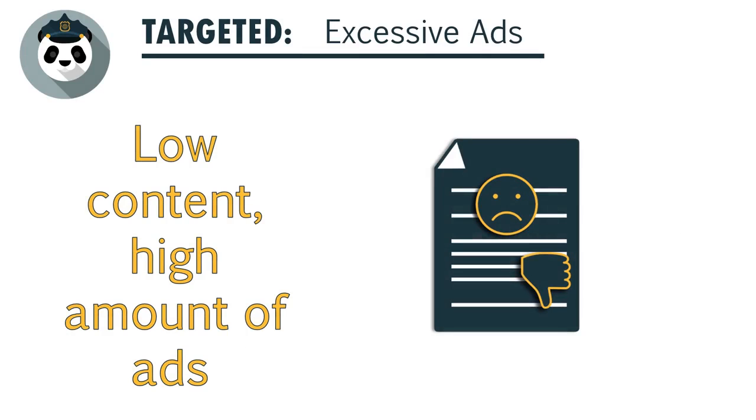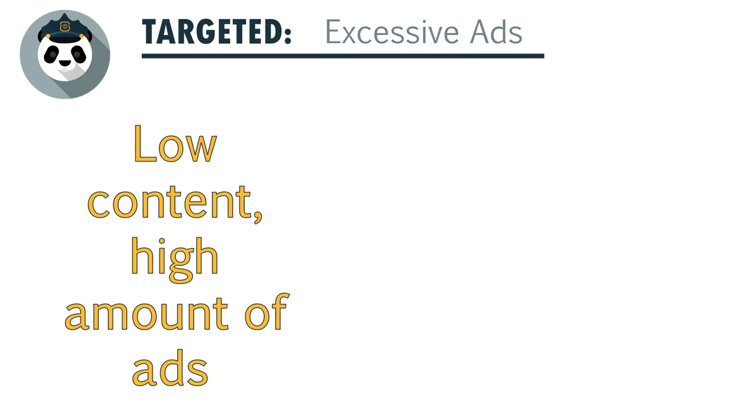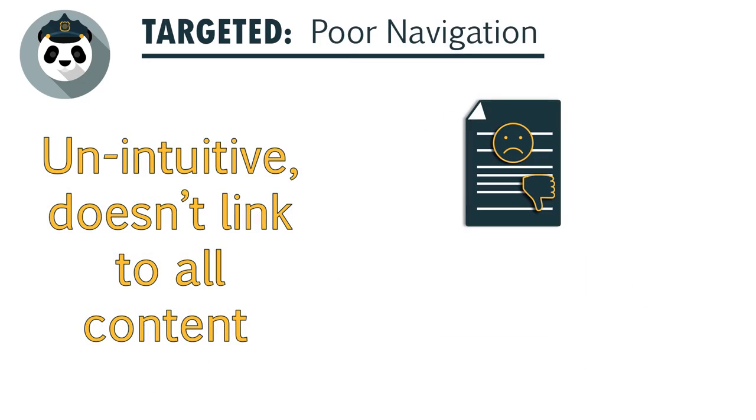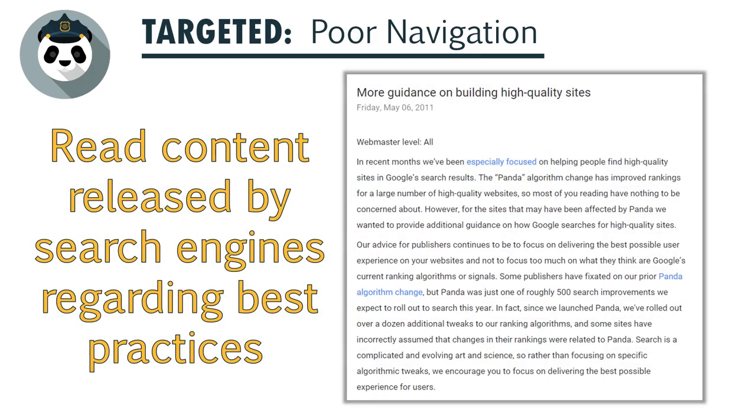Additional things that may trigger a Panda penalty are excessive amounts of ads on the site. If you have a page with very little content that is surrounded by advertisements, that isn't providing a lot of value to the user, and the page will not rank well. This would be considered a thin page. Google will also look at things like your site navigation, whether or not the navigation is intuitive, and if it links to all of your content. So you really want to make sure you are providing a good user experience for your users. Google has published a post on their official blog that provides some guidance on what you can do to build high-quality sites. I recommend reading the post at the link provided.